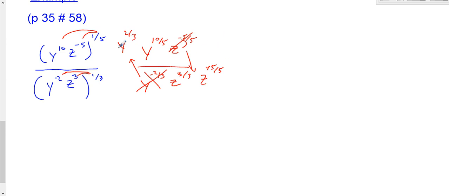Now, I have y to the 10/5. So I'm going to rewrite this and clean this up here. I've got y to the 2/3. 10/5 is 2, so I've got y squared. Z to the 3/3, that's z to the first. And 5/5 is also z to the first.